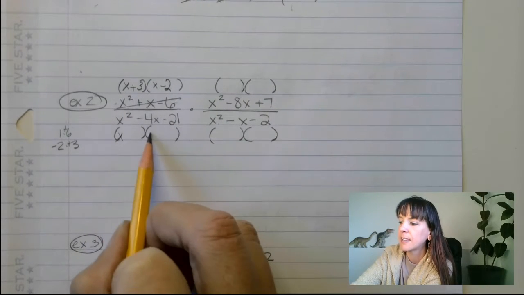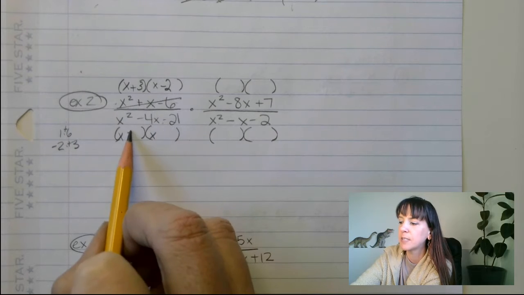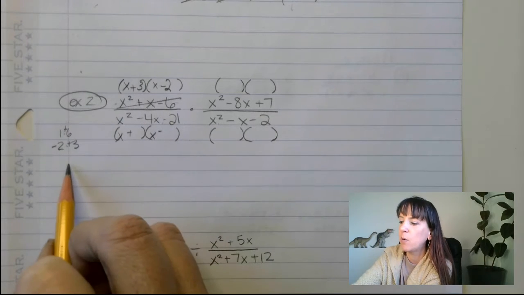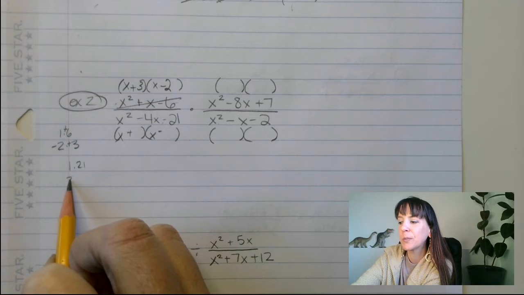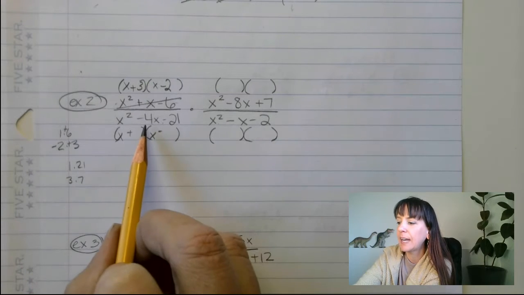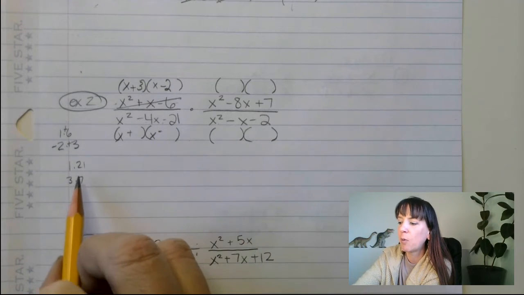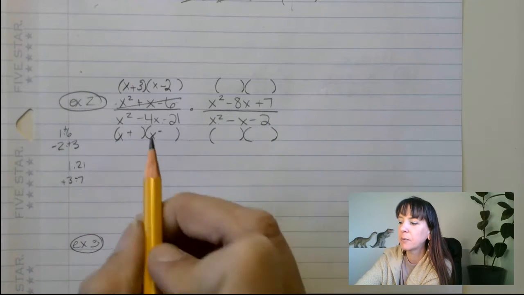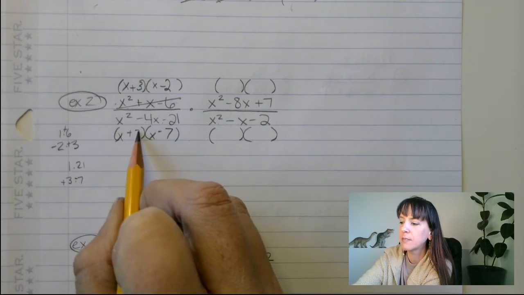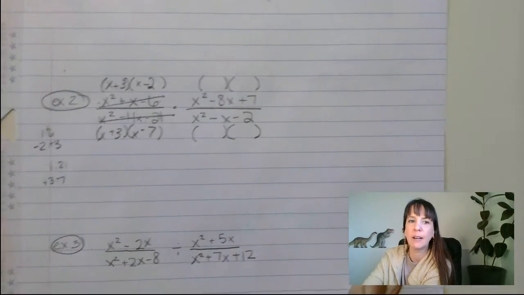This guy, x, this tells us different signs, plus, minus, factors of 21. 1 times 21, 3 times 7. I need a positive and negative that gives me negative 4. So how about negative 7, positive 3? Cross that guy out. Beautiful.